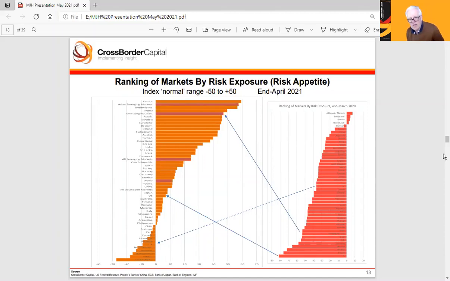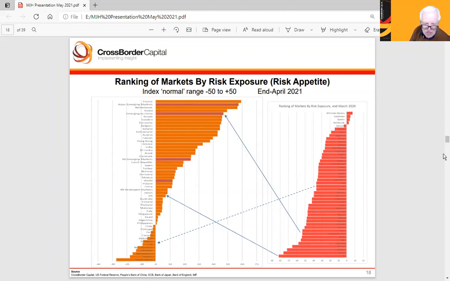The red, or the darker red bars, are referring to regional aggregates. So you see the next one down is Asian emerging markets, which is dominated by Taiwan, Korea, Hong Kong, etc. Then you get the Dutch market, which is traditionally quite a defensive market, but again, it's actually been quite elevated over the last 12 months in terms of risk exposure by investors.